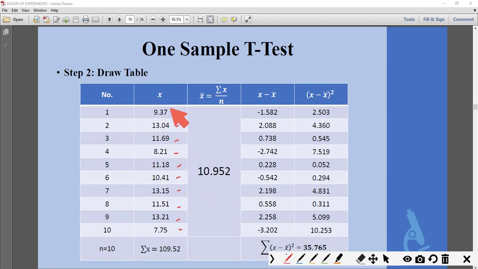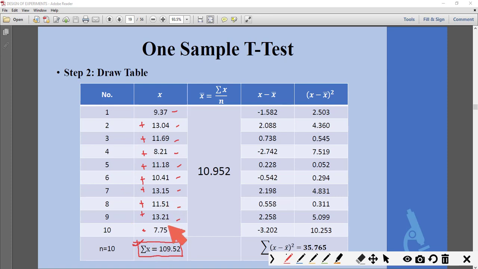Then you do the sum of all these variables. Okay, you add these up. 9.37 plus this plus this plus this. Like this, you add up and you get the total over here. This is the total that you are getting. This is summation x, the sum of all the samples. These are all the samples that I have, and this is the sum of all the samples.